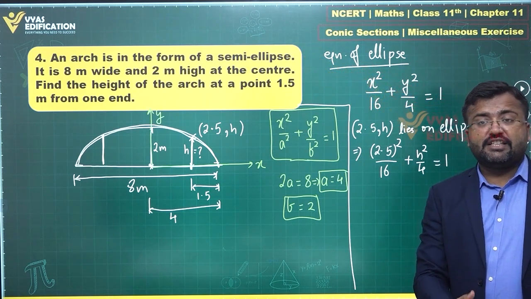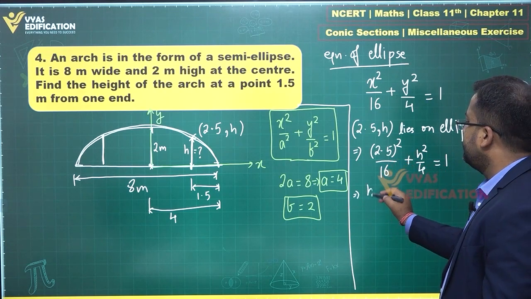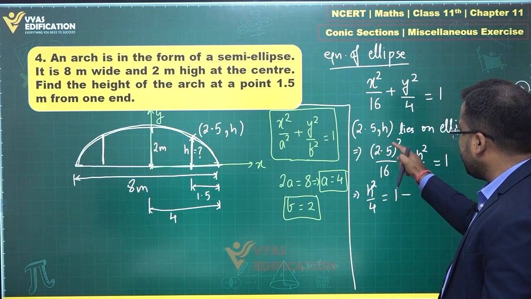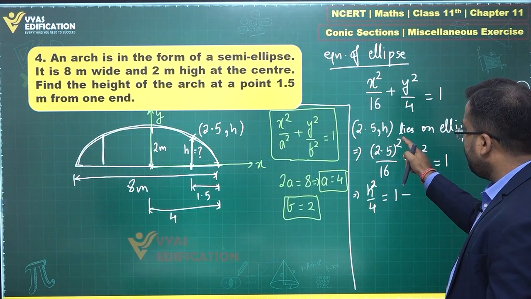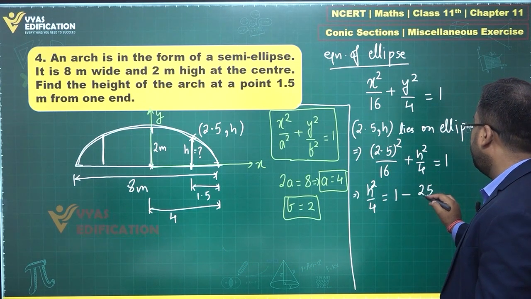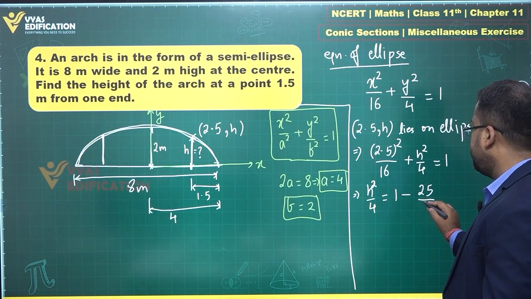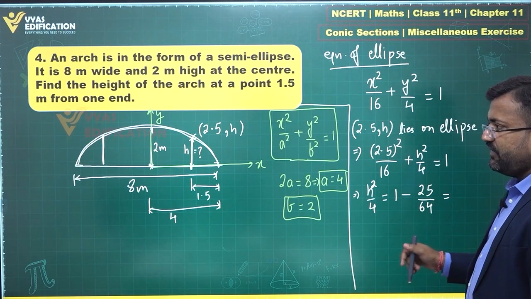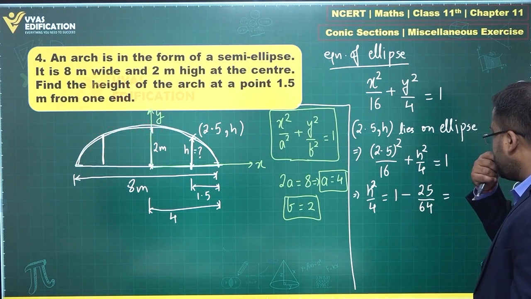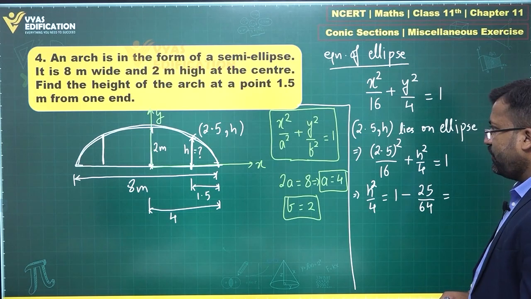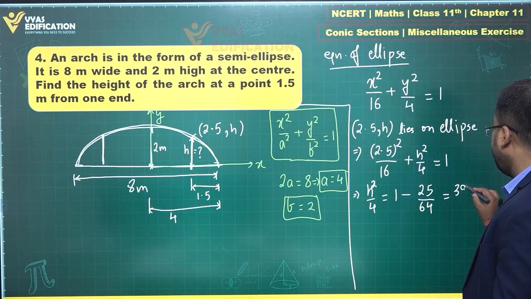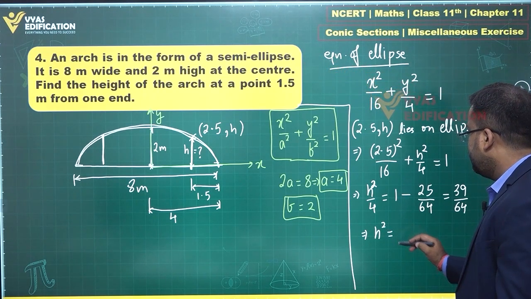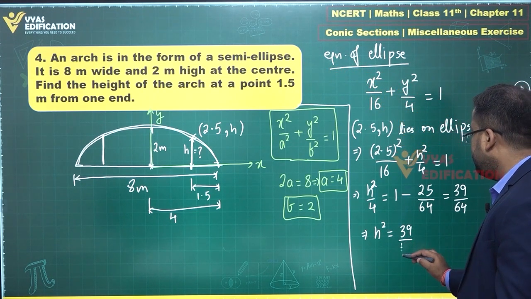And can you find the value of h now? Yes. So h squared upon 4 is 1 minus, what is this? This is actually 5 by 2. So that becomes 5 squared upon 4, 25 upon 4 into 16. Now 4 into 16 is 64. Okay, and this becomes 64 minus 25 over 64. What is 64 minus 25? This is 39 upon 64. And that tells me that h squared is equal to 39 upon 16.